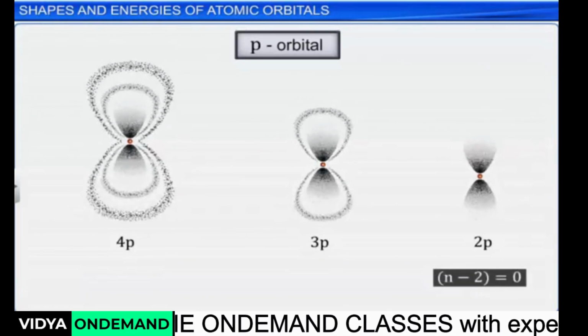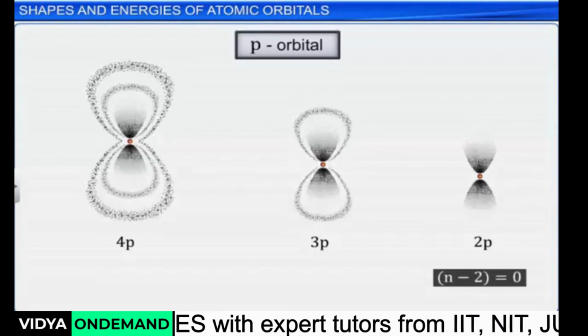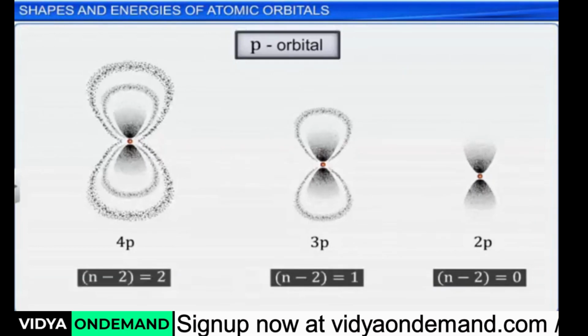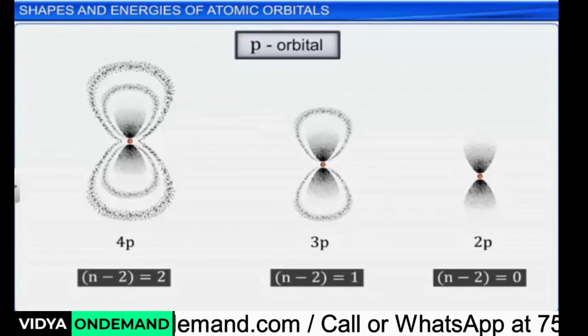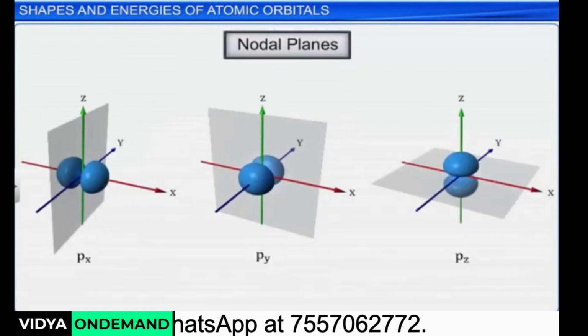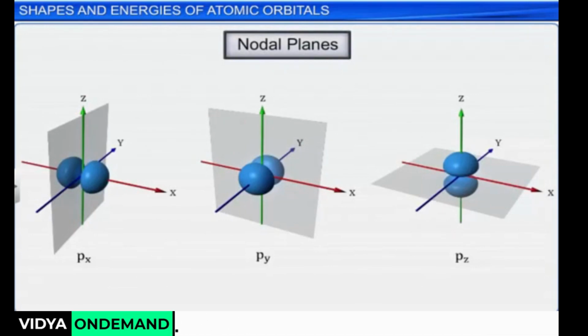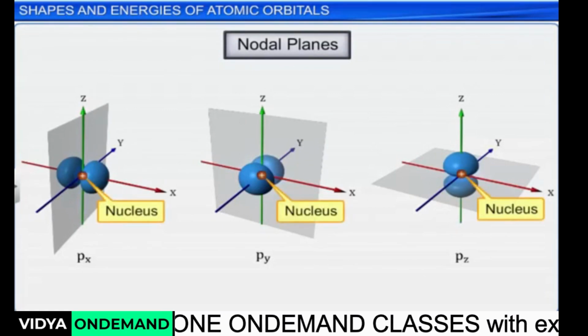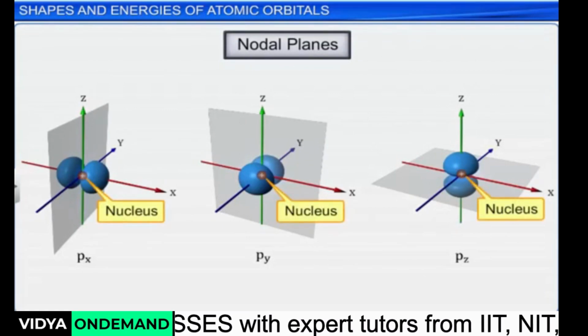In addition to these radial nodes, for np and nd orbitals, the probability density function is also 0 at planes passing through the nucleus. These planes are called nodal planes. The number of nodal planes for a p orbital is 1.